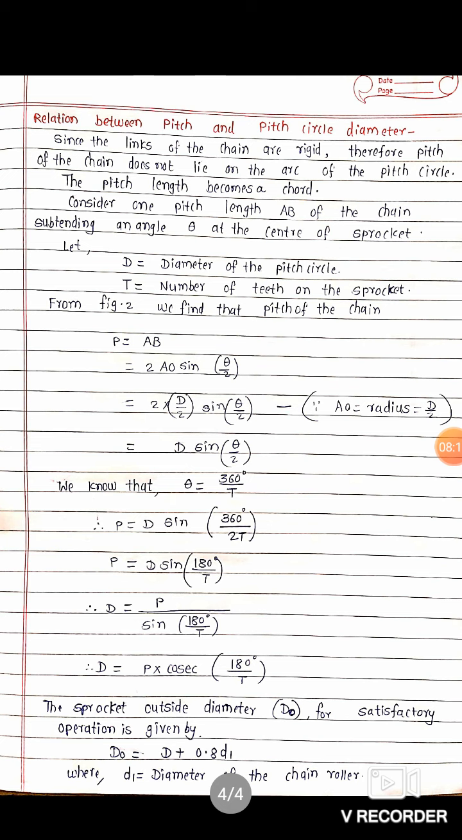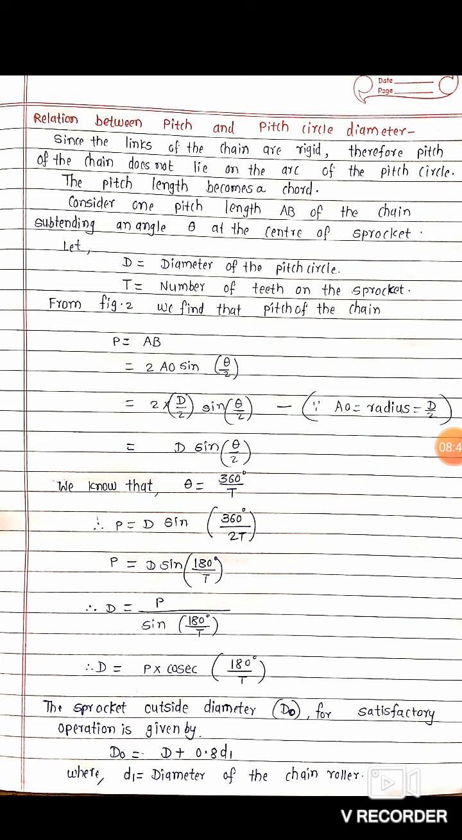If we find the relation between pitch and pitch circle diameter: since the links of the chain are rigid, the pitch of the chain does not lie on the arc of the pitch circle. The pitch length becomes a chord, which is represented in figure 2, that is the distance A to B, a straight line.